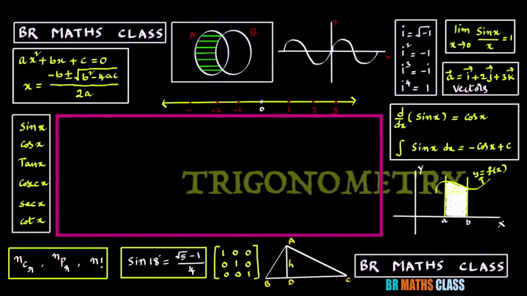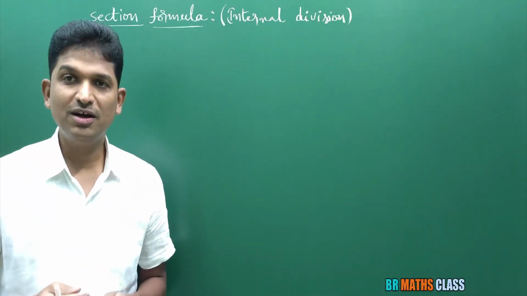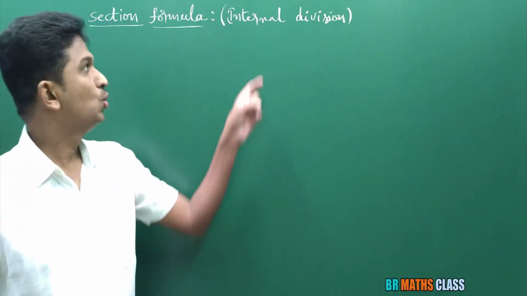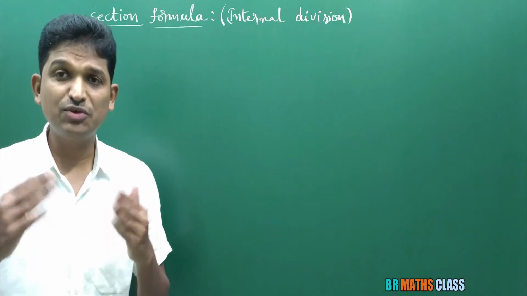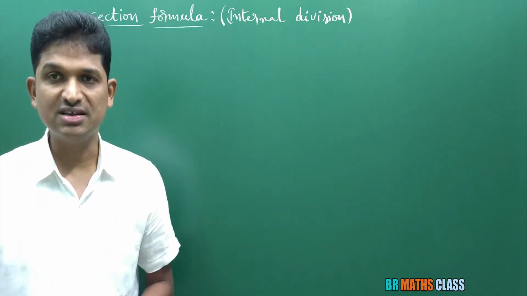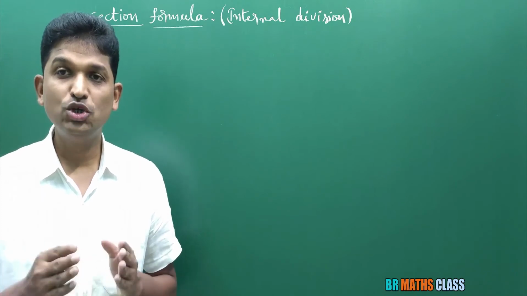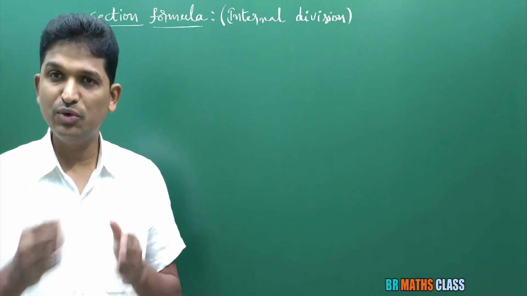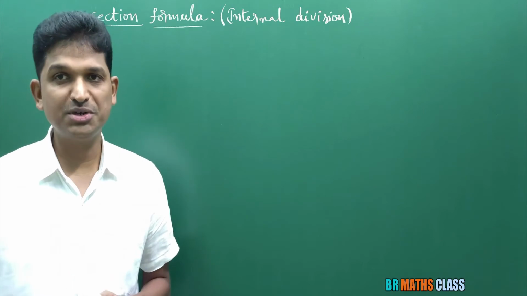In the section formula, there are two things: one is internal division, another one is external division. In this class, we are going to derive both the results. In two-dimensional geometry, you learned about the section formula. I'll quickly recall what you learned in two-dimensional geometry.